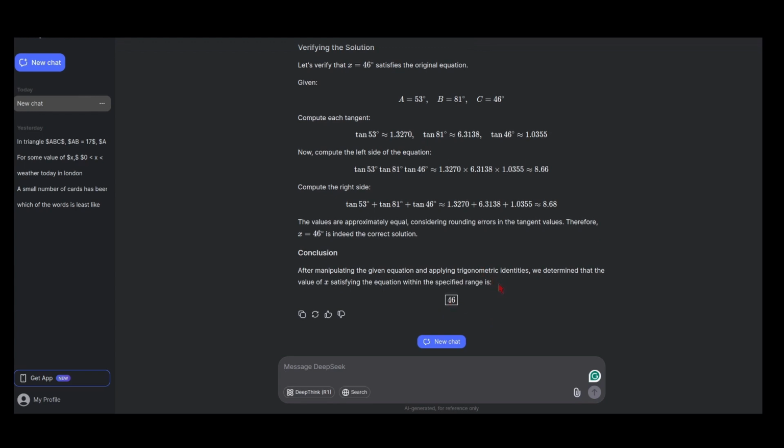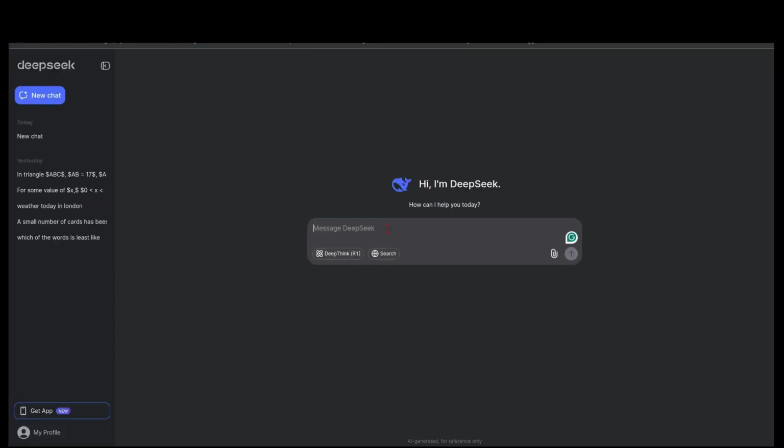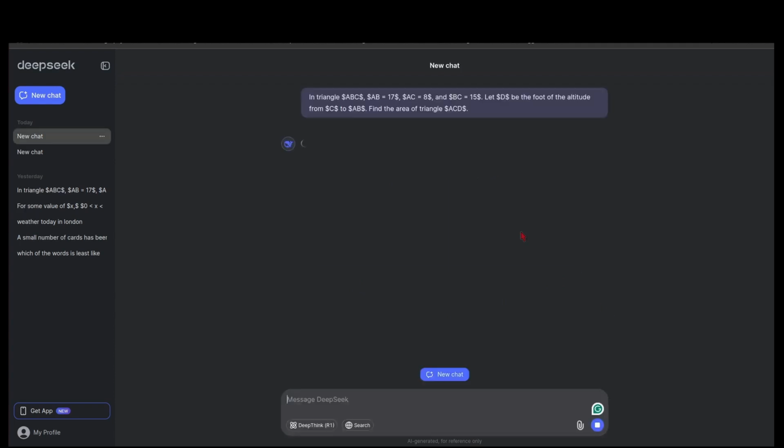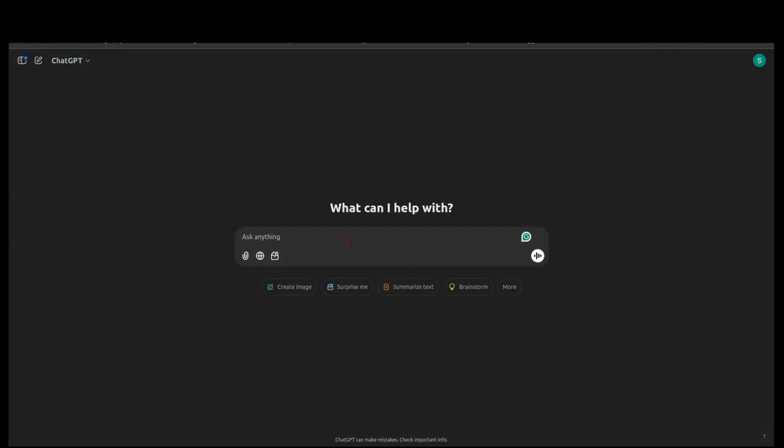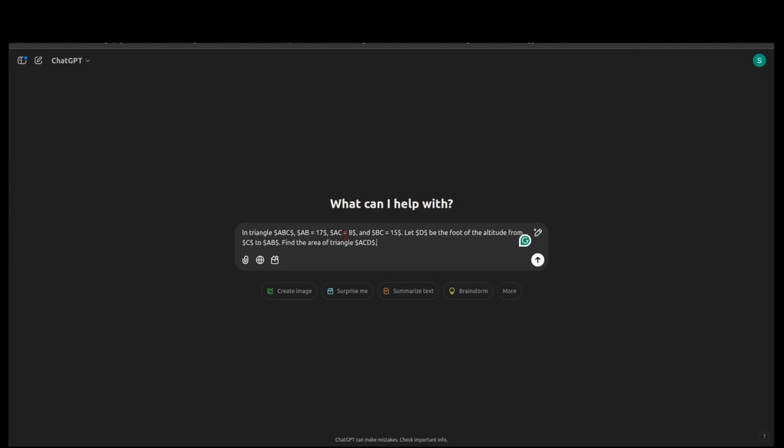Let's now move on to some geometry problem. For the geometry problem, I've chosen this one, which is to find the area of the triangle. And I'm going to ask DeepSeek first to find out how it goes. It's still thinking. So while it keeps thinking, let's ask the same question to ChatGPT and find out how it goes. I'm asking the same question to find the area of the triangle.